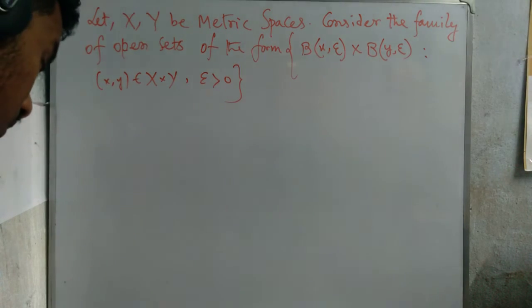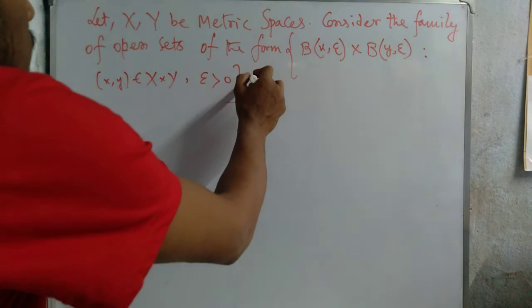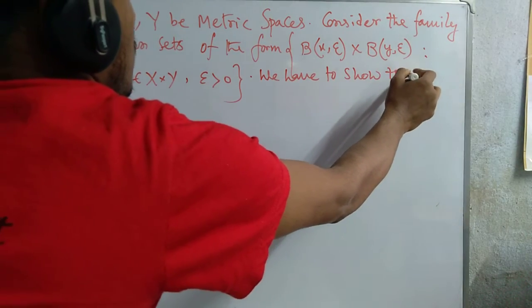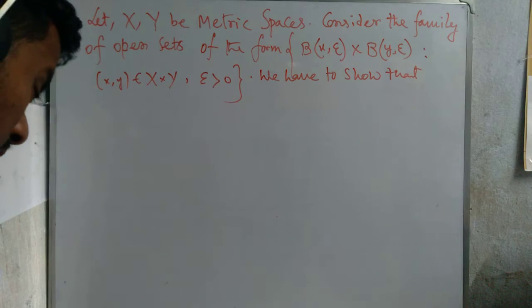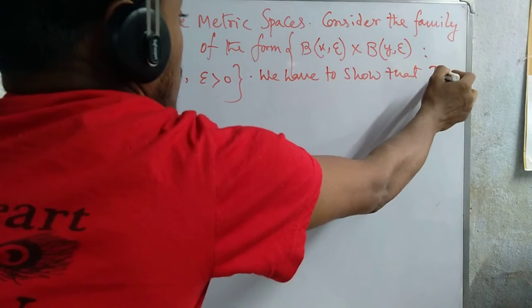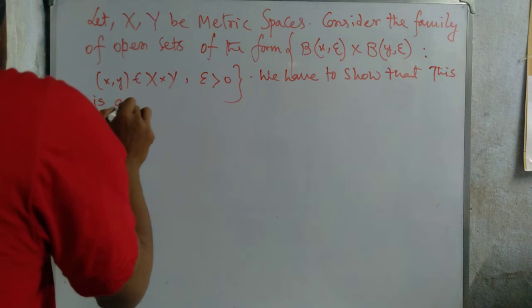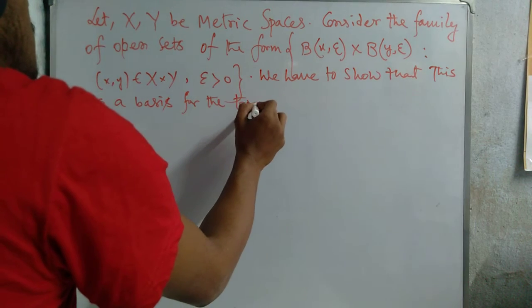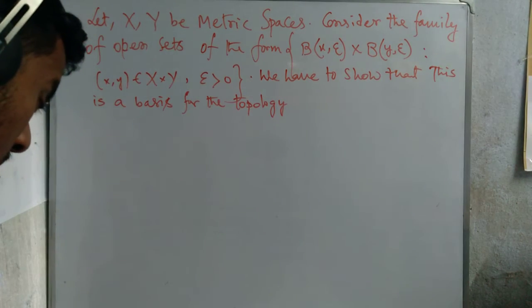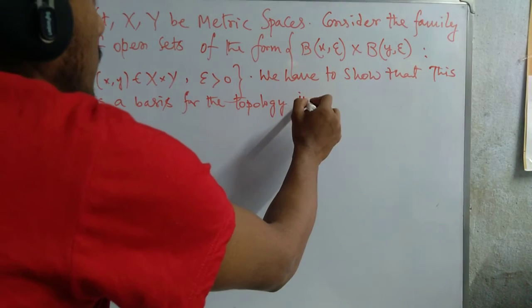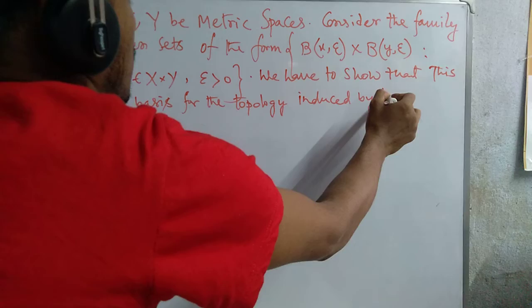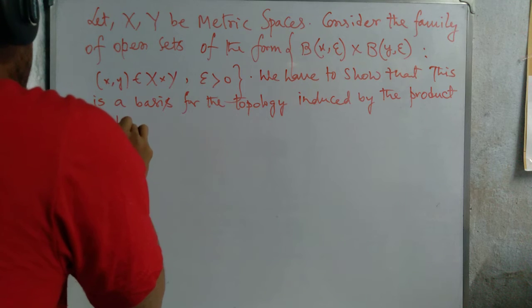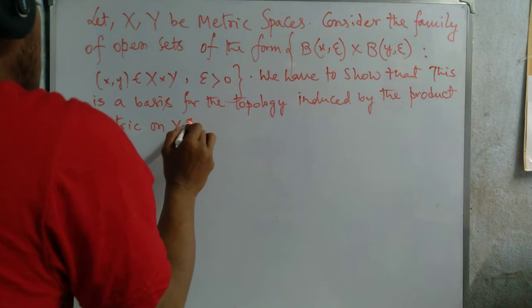Then we have to show that this is a basis for the topology induced by the product metric on X cross Y.